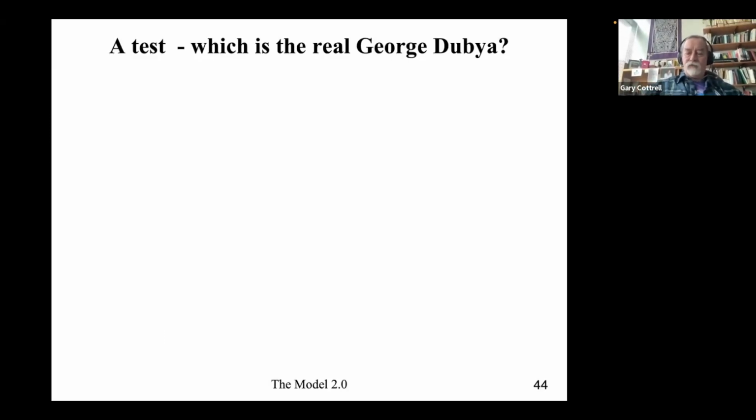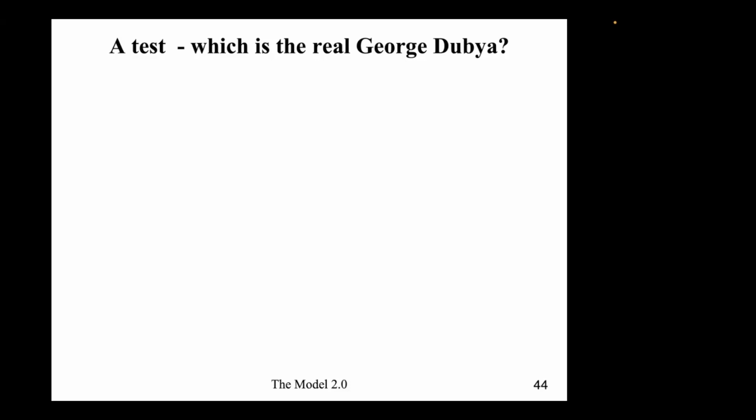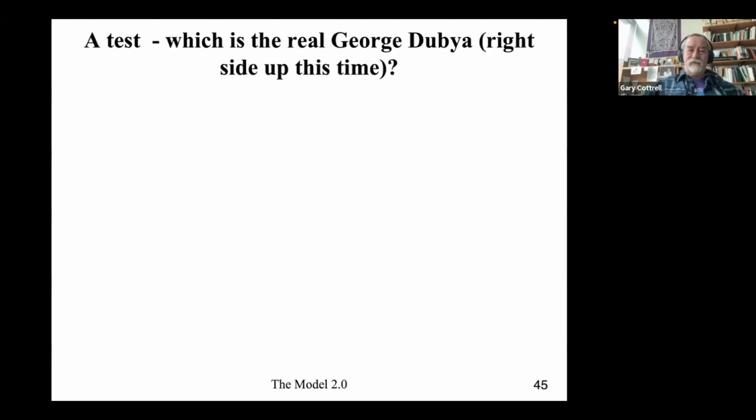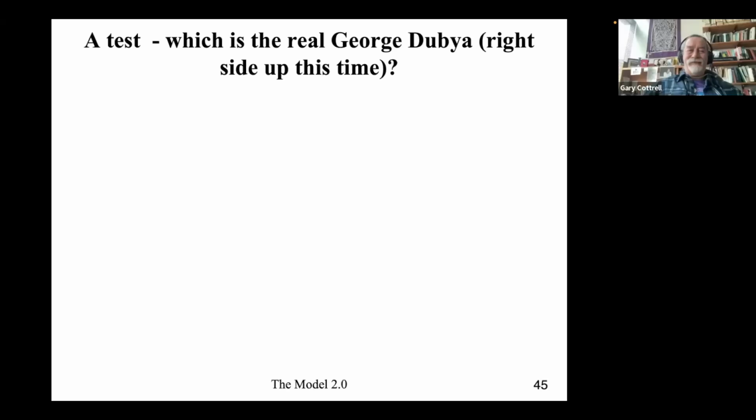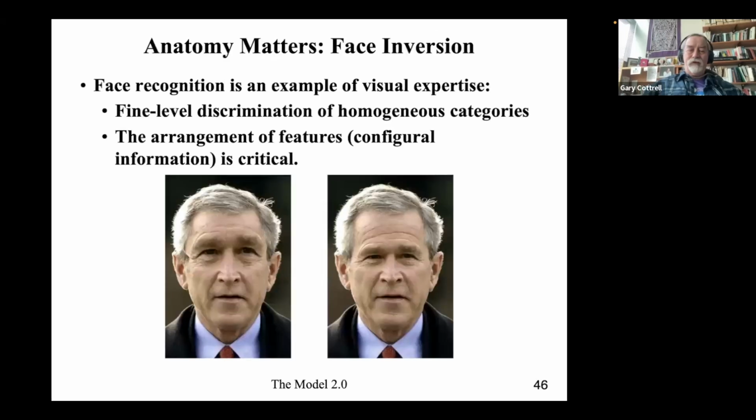You don't have to stop the recording, I think, but please unmute your microphone and tell me which of these two images I'm going to show you is the real George W. Bush. Okay, ready, set, go. Left or right? Right. Right. Okay, all right, you say right. Let's try again, right side up. Left. Okay, the people that were brave enough to speak actually were correct both times.